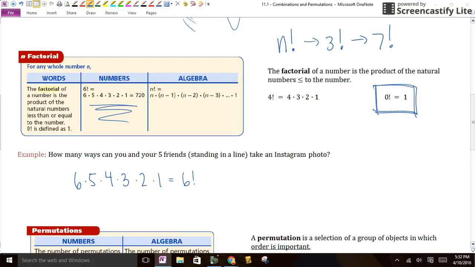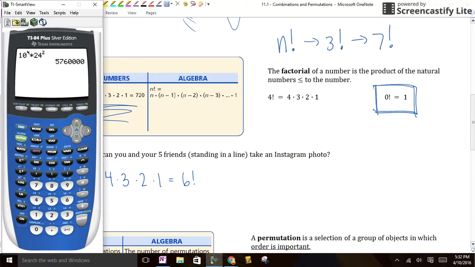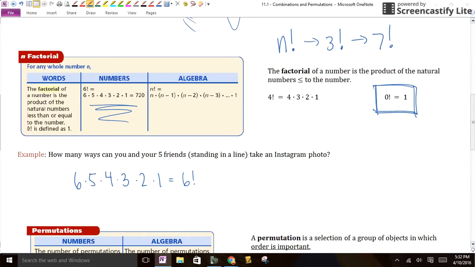6 factorial. Your calculator loves to do this, right? You could type it all in, or you could just type 6 and then go to math over to probability, the PRB, and look at number 4. It's an exclamation mark. And so when you hit enter, it says 720, and you're like, what?